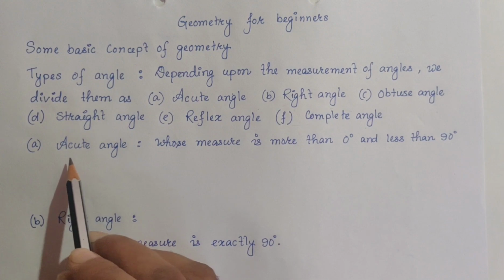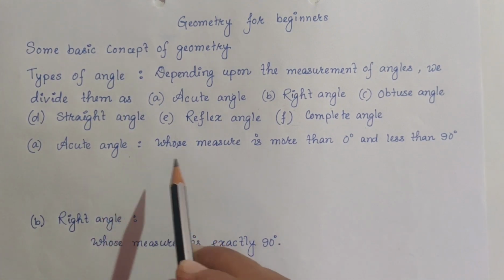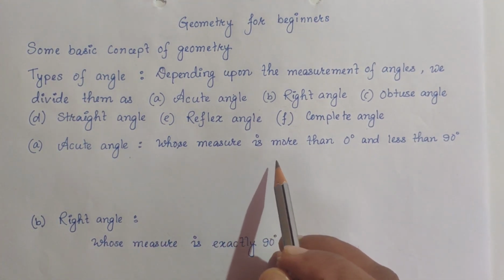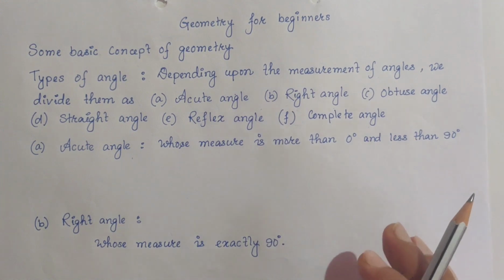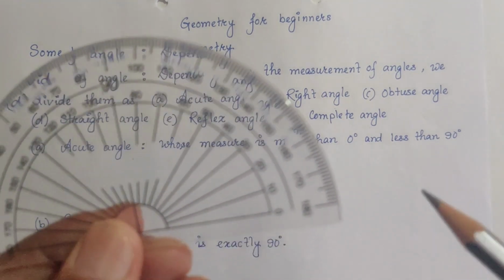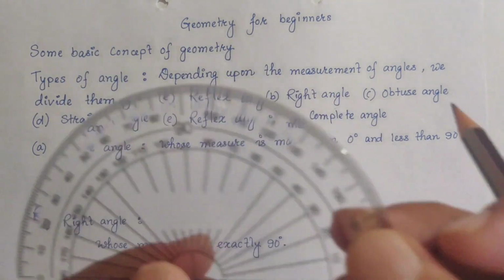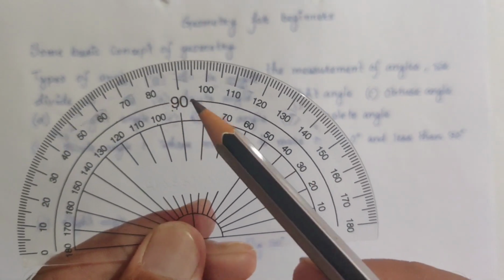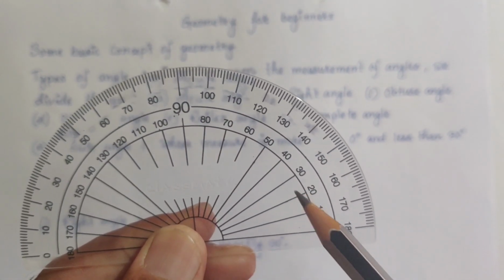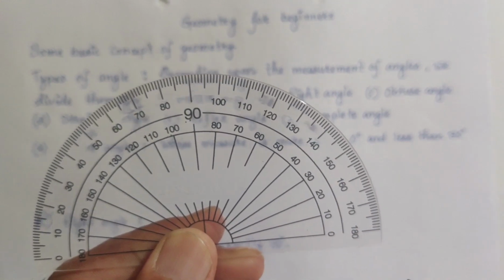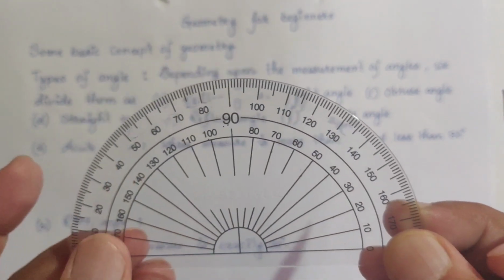So let us see first what is an acute angle. The acute angles are those whose measurement is in between 0 degree and 90 degree. Let us see an angle of 60 degree. So remember, the angles between 0 degree and 90 degree: if you see the protractor, this is the 0 degree mark and this one is the 90 degree mark. So angles between this range are all acute angles.